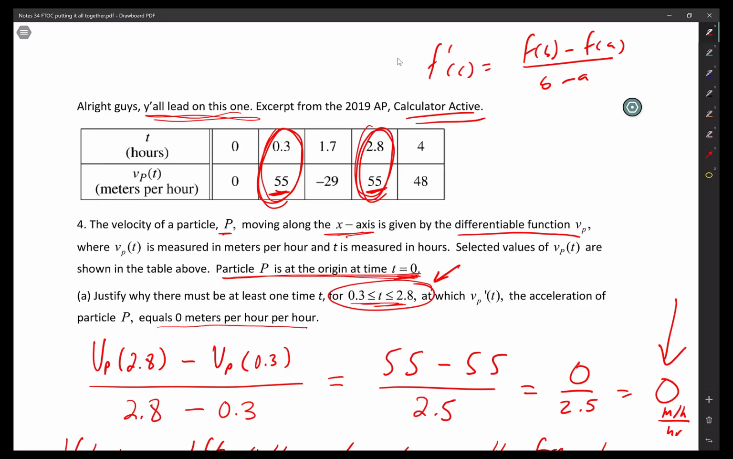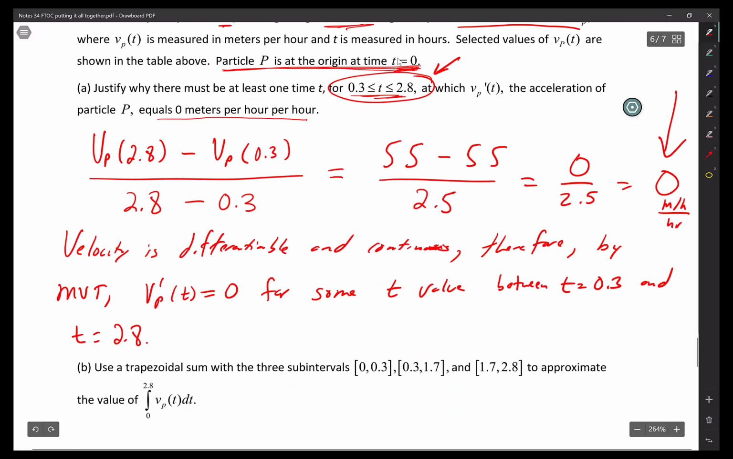If they would have asked, prove that velocity is zero, velocity is definitely zero sometime because I see that I am negative 29 there. So sometime between 0.3 and 1.7, velocity had to be zero. That's if you're using the IVT. Does that make sense, guys? Did I answer your question? Okay. I think we're good.